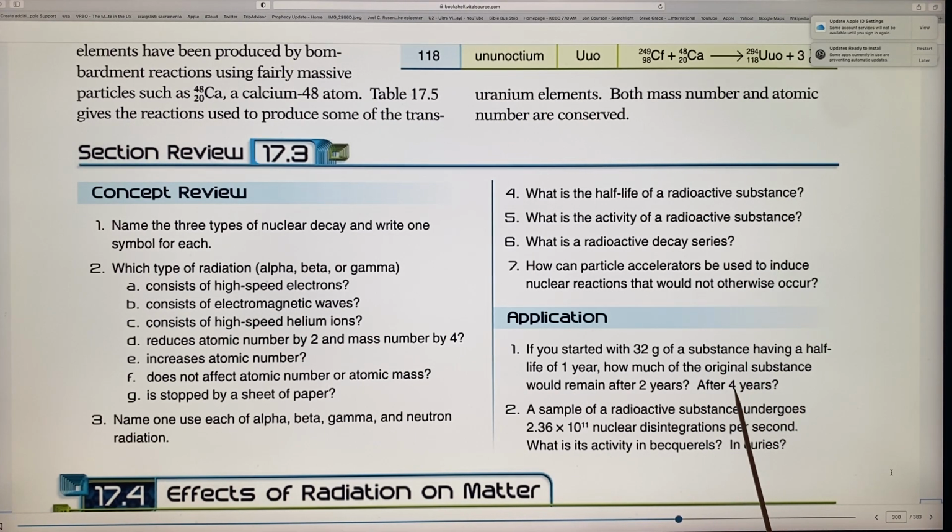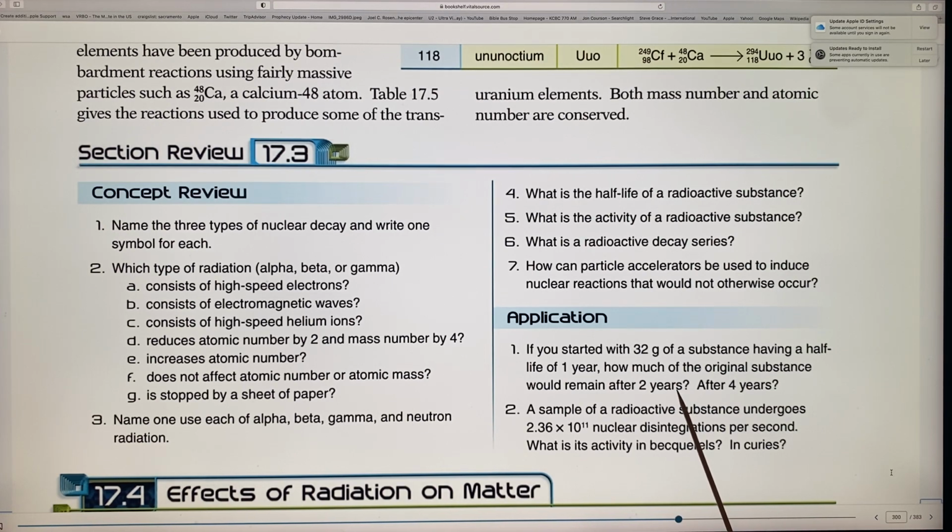Okay, the half-life is only 1 year. So after 1 year, it'd be half of 32, which is 16. After 2 years, it'd be half of 16, which is 8. After 3 years, half of 8 would be 4. After 4 years, it would be half of 4, which would be 2.